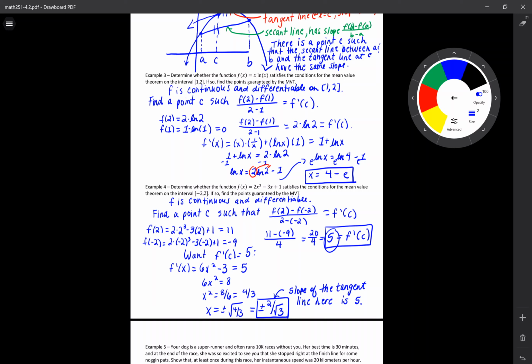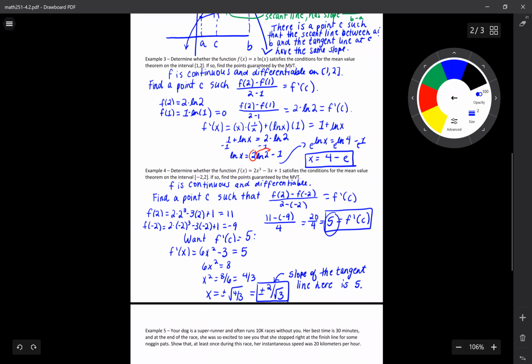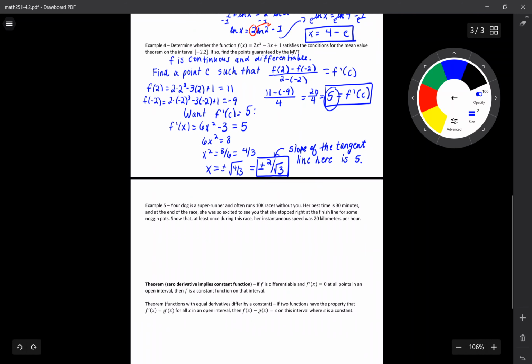All right, I think these problems are pretty fun. I don't know about you guys. Next we have a word problem, which may seem a little bit strange, but there are a lot of applications to the mean value theorem.